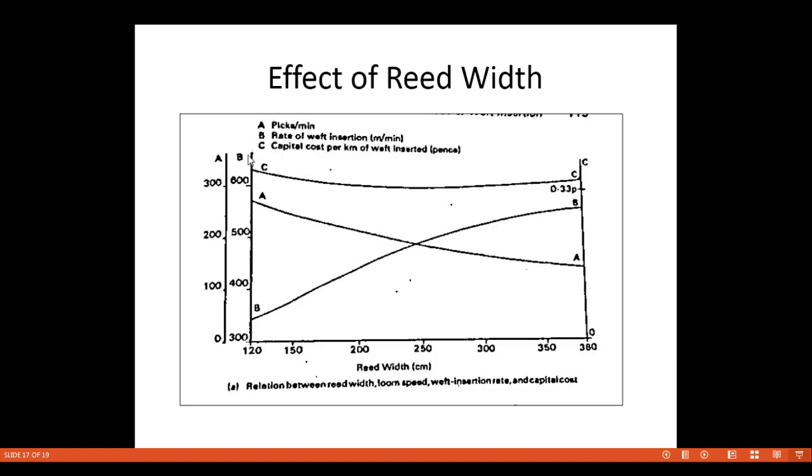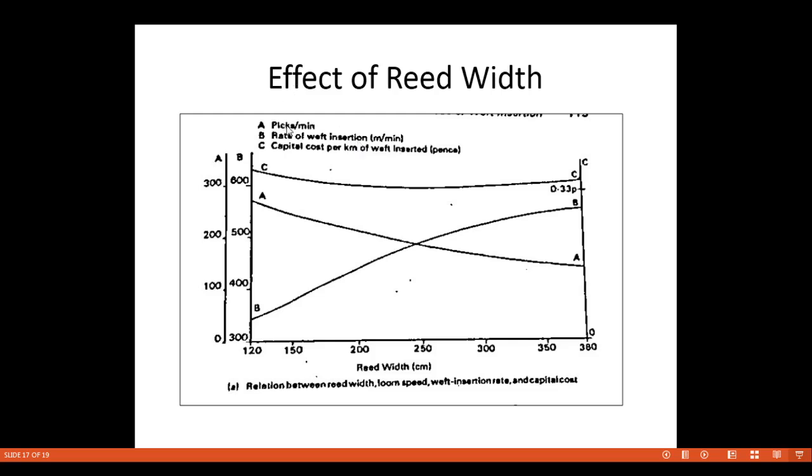Next is B. B is here the rate of weft insertion. So rate of weft insertion 300, 400, 500, 600. So 300 weft meters per minute means what? Or 600 meters per minute means what? So 600 meters of weft we are inserting in 1 minute. So this is the weft insertion rate, that is called WIR.